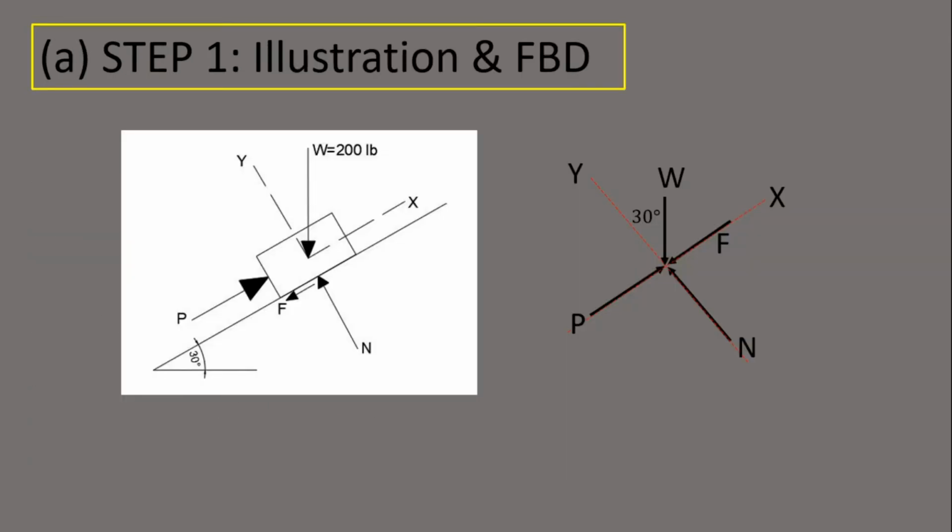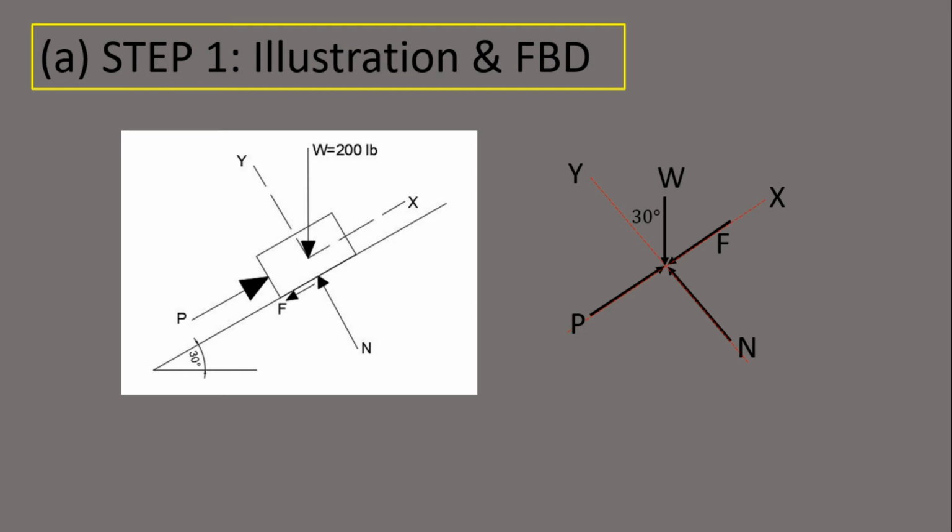So first we have to illustrate and draw the free body diagram. It's always the first step para mas maintindihan natin, mas makita natin ng mas malinaw. So we have force P na patulak pataas, na pinupush niya pataas yung ating body. Then of course, meron siyang weight na 200 pounds, which is always downward. And then we have the normal force, na sabi ko nga ay always perpendicular dun sa plane. So we have the free body diagram, mas malinaw.